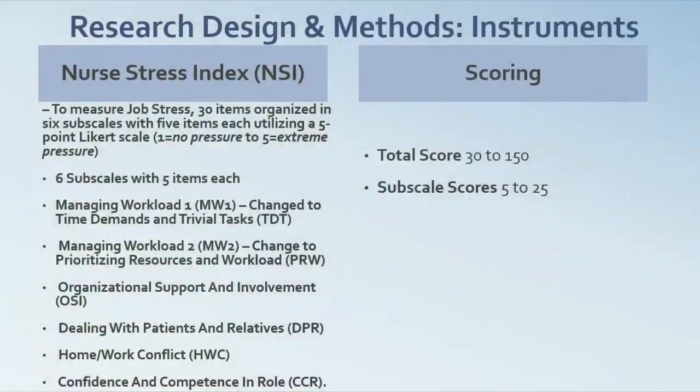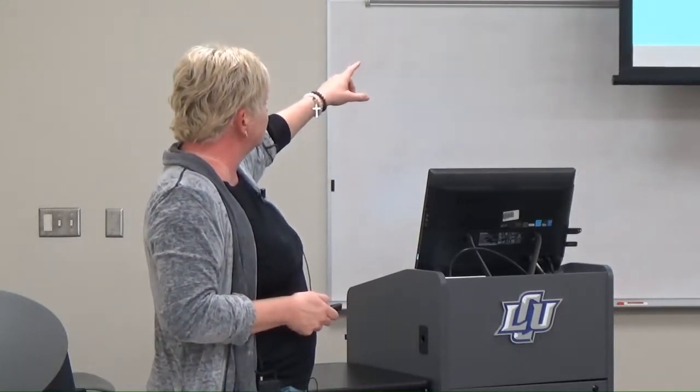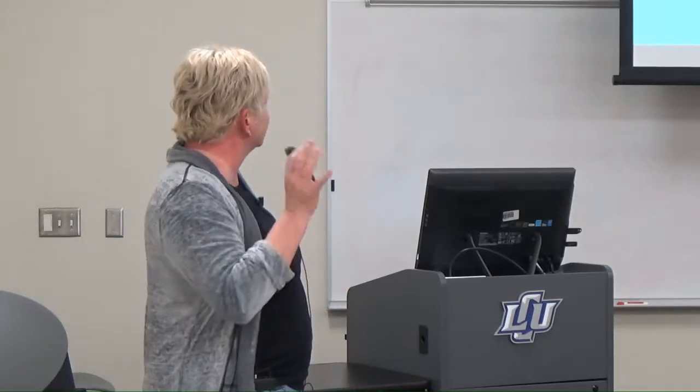The Nurse Stress Index had 6 subscales that all had to do with nursing. That's one of the reasons I chose this instrument, because it was nursing oriented. It does have one home-work conflict, but also dealing with patients and relatives, confidence and competence, and role. These are things that we think about with nurses. And then the scoring, the subscales. Everybody understand what a subscale is? You get a total score for your instrument, but then it's broken down into those 6 subscales. And you're going to run Cronbach's analysis on all of those subscales, but your head's going to explode now.